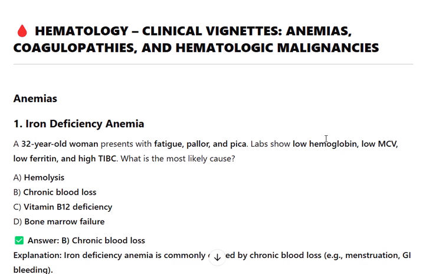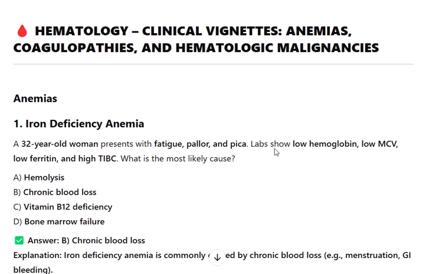A 32-year-old woman presents with fatigue, pallor, and pica. Labs show low hemoglobin, low MCV, low ferritin, and high TIBC. What is the most likely cause? A. Hemolysis. B. Chronic blood loss. C. Vitamin B12 deficiency. Answer B. Chronic blood loss. Explanation: iron deficiency anemia is commonly caused by chronic blood loss, e.g., menstruation, GI bleeding.